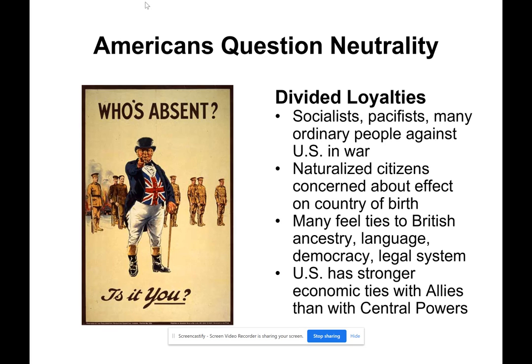So naturalized citizens are concerned about how this will affect the country, based on their country of birth. Many people feel ties to the British ancestry, the language, the democracy, and the legal system, and they feel a responsibility to aid them in war. The U.S. has stronger economic ties with the Allies rather than the Central Powers.